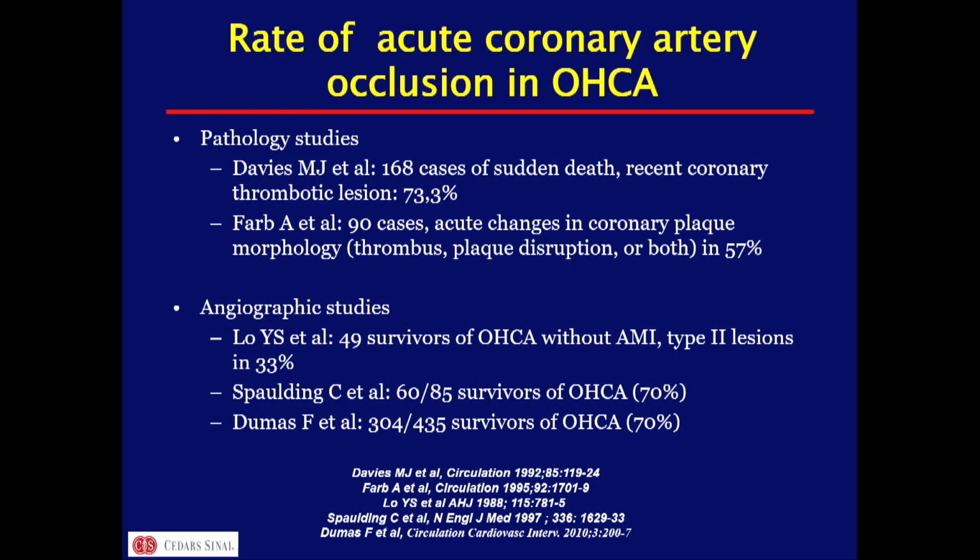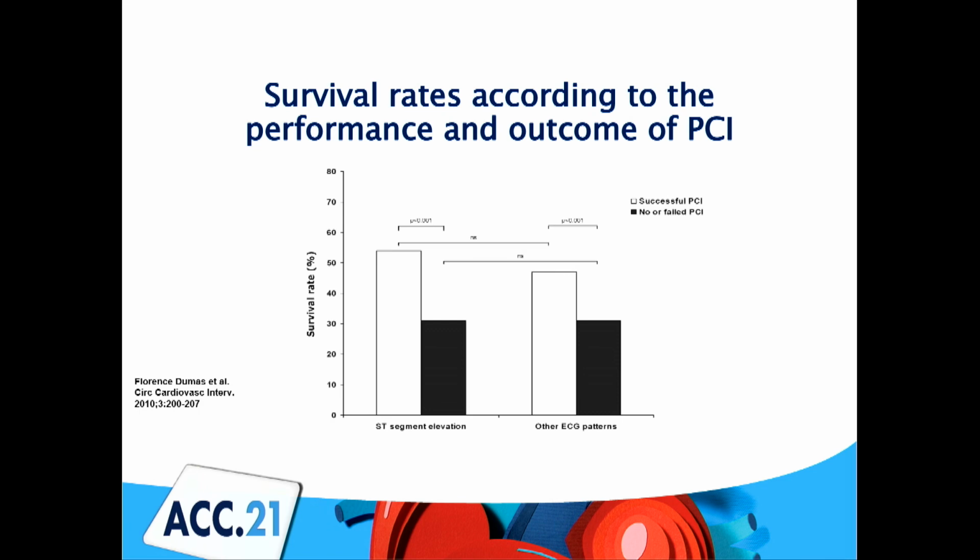Now, why does that come? Because there's pathology studies, a bunch of them, and generally in pathology studies of out-of-hospital cardiac arrest, about 70–75% of patients have a thrombotic lesion. If you do angiographic studies, it depends on how you do it, but that number's been around 70%. And it occurs in both, more in ST elevation than non-ST elevation, but it occurs in both. So that led people to say, listen, acute coronary syndrome is an important part of this.